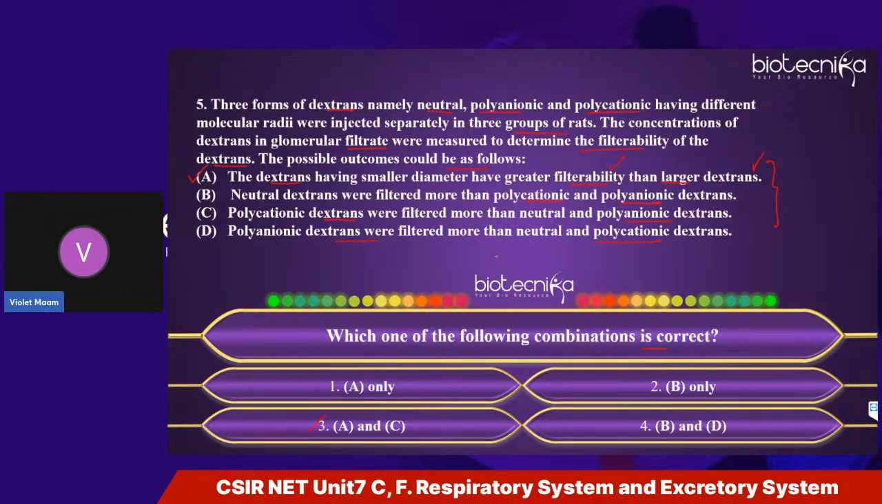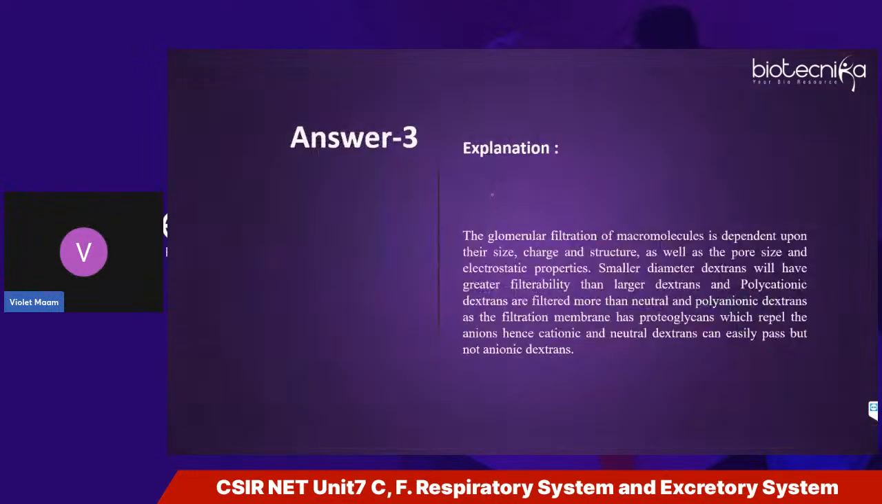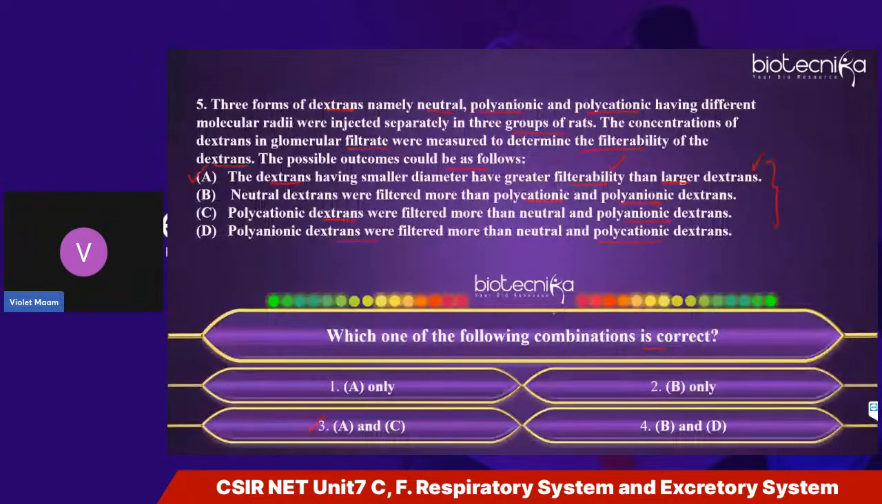Now, here, what is happening is when you talk about the filtration membrane, there is the presence of proteoglycans in the basal lamina, if you remember. Because of those proteoglycans, it will repel the anion. Proteoglycans are negatively charged, so they will allow the positively charged ions to pass through more easily and repel the negatively charged anions. Hence cationic and neutral dextrins can easily pass, but not anionic dextrins. That is why option C will be correct: polycationic dextrins were filtered more compared to neutral and polyanionic because of the presence of proteoglycans in the basal lamina.